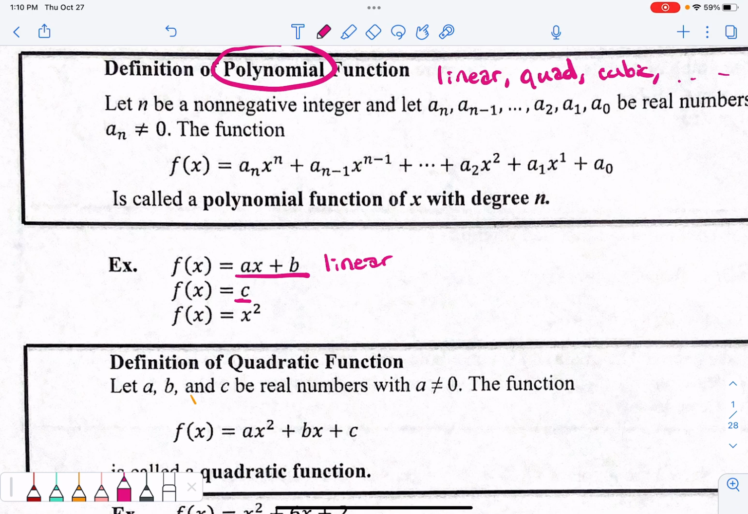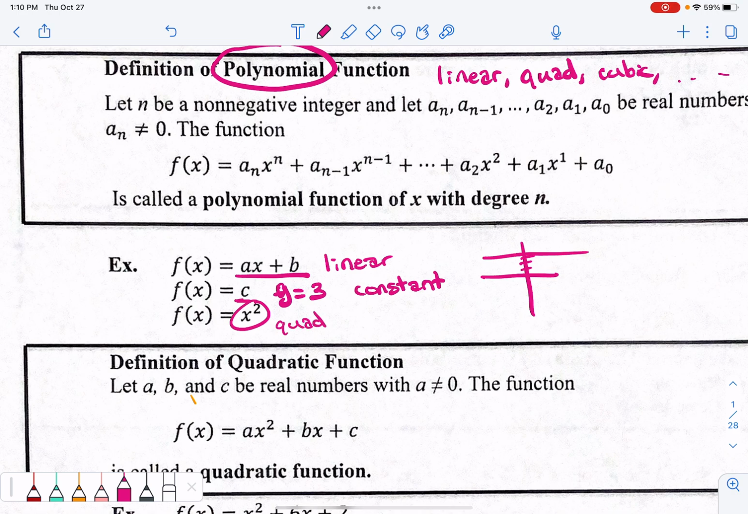It's a line. This would be like f of x equals, or y equals 3. That's a constant function. It's just going to be a straight line, but it is horizontal. So y equals 3 would be 1, 2, 3, and a straight line across. That's still considered a polynomial function, and then this one's x squared, so it is a quadratic.